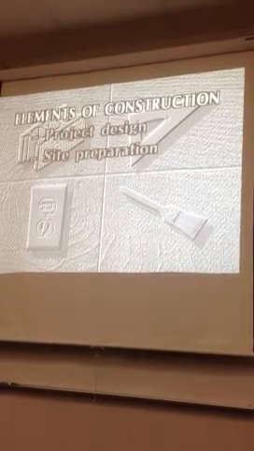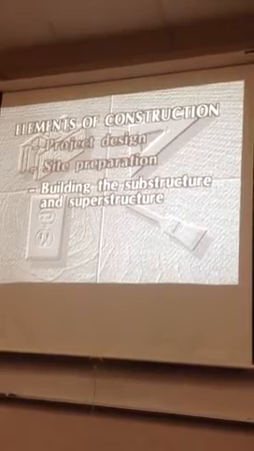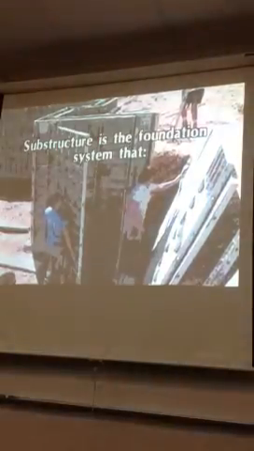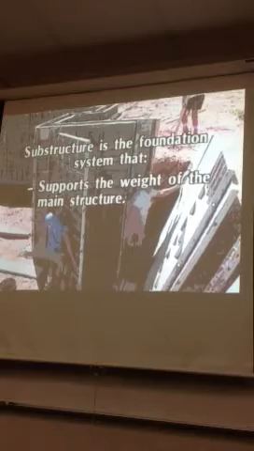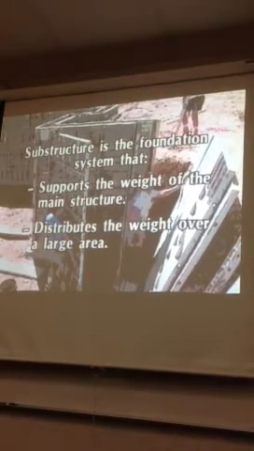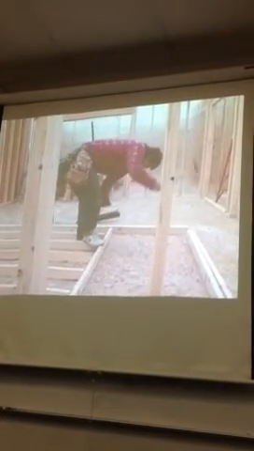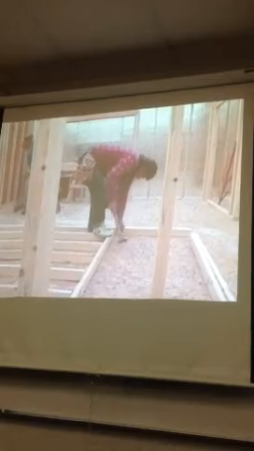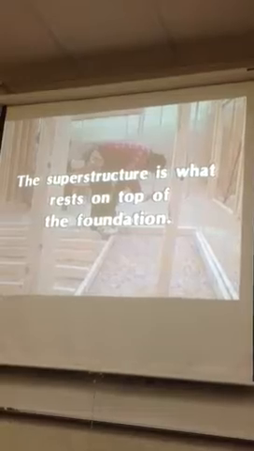Well, everything I've heard so far sounds okay, but my teacher also wants me to talk about how buildings are put together. Well, first you have to realize that there are 2 parts to any type of structure: the substructure and the superstructure. What are those? Basically, the substructure is the foundation system that not only supports the weight of the main structure, but distributes this weight over a large area. Now, the main structure, also known as the superstructure, that's the rest of the building, right? Yes, the superstructure is what rests on top of the foundation.